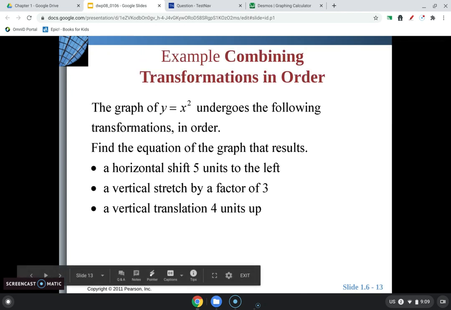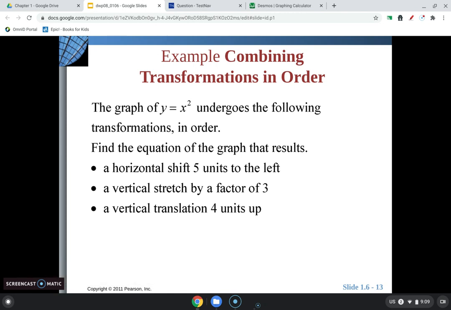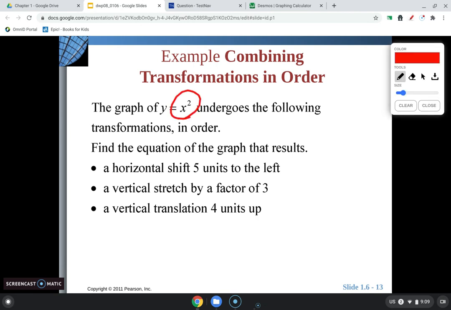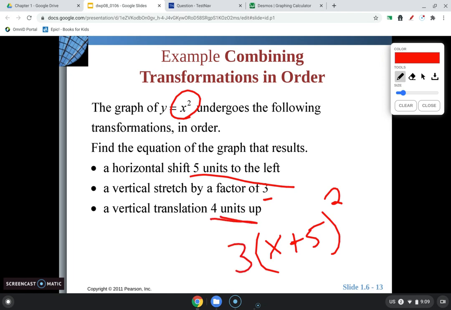Okay. The graph of y equals x squared undergoes the following transformations. Well, let's rewrite the function then. So first thing, we've got x squared is the original. We're going to go 5 to the left. So that's going to be x plus 5. We don't have anything else horizontal going on, so that's going to be squared. Then a vertical stretch by a factor of 3. So where do we put the 3? Put the 3 out front. And then a vertical translation 4 units up. So that is what that function would look like if we did those transformations.